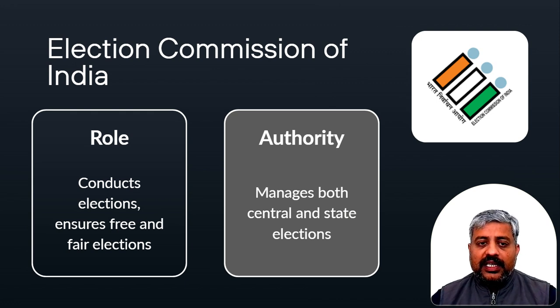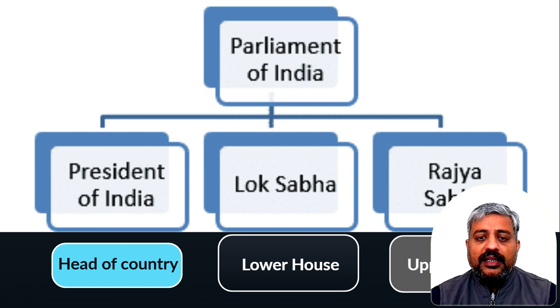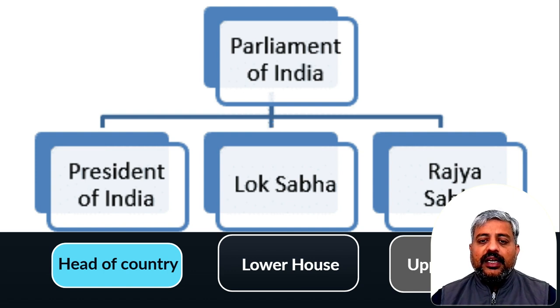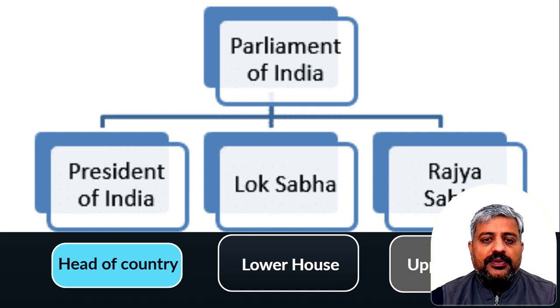Now, who holds the election? That is the responsibility of the Election Commission of India. It conducts elections and ensures free and fair elections. Its authority is that it manages both the central and the state elections. Now, how is the Parliament of India formed? It is formed with the President of India, Lok Sabha and Rajya Sabha combined together. The President of India is the head of the country. Lok Sabha is the lower house. Rajya Sabha is also known as the upper house.